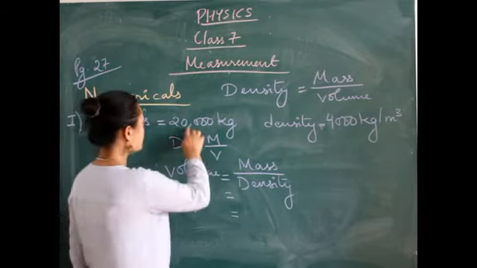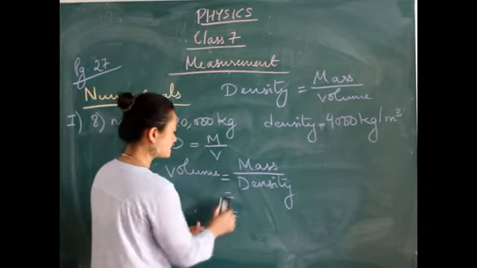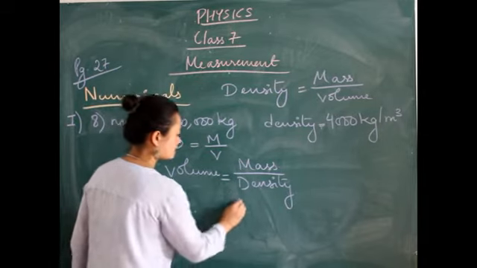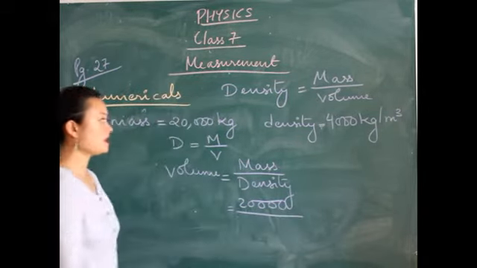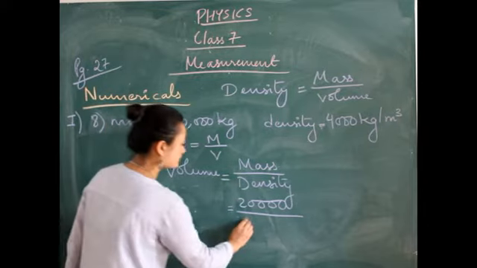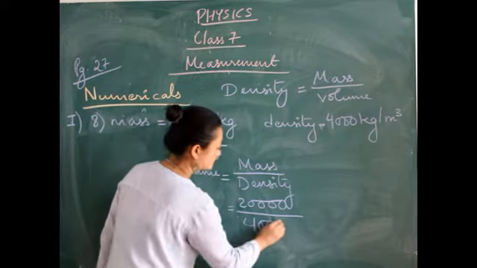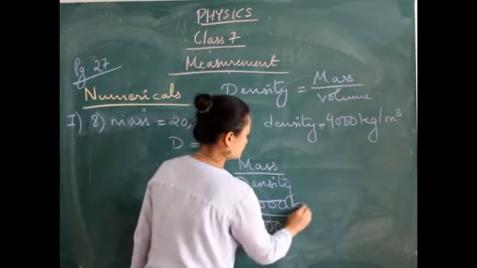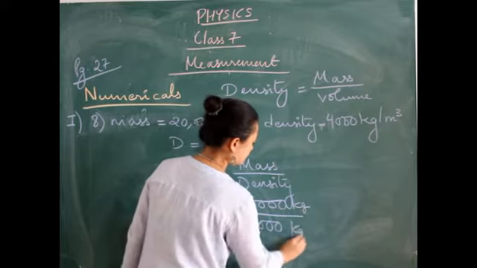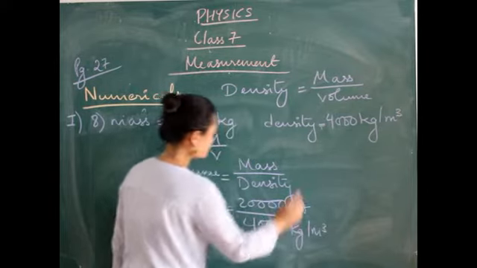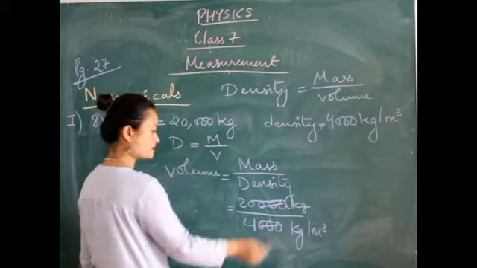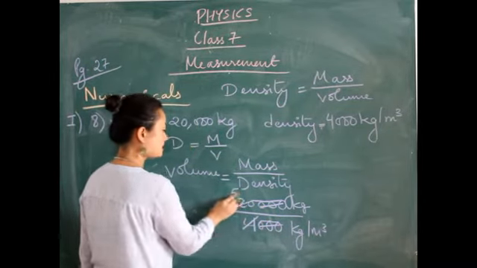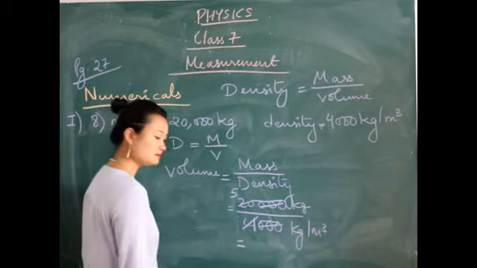And how much is your mass? Your mass is 20,000. And how much is the density given as? 4,000. This is kg per cubic meter. So do the cancellation, 3 zeros and 3 zeros cancel. For how many times 20? 5. So what is volume?